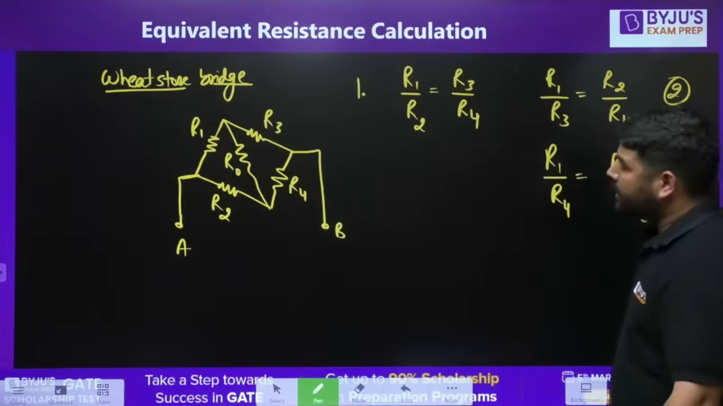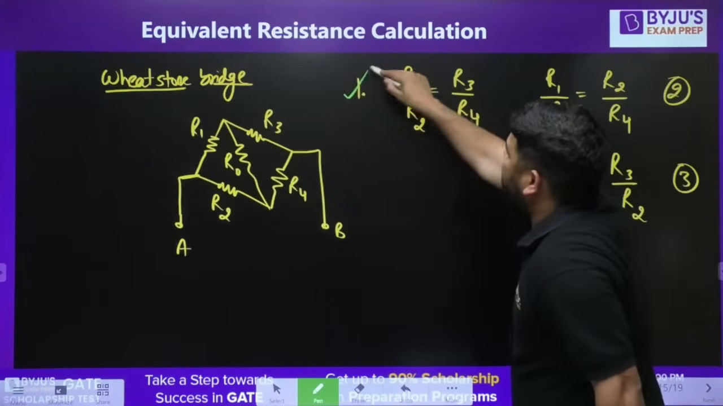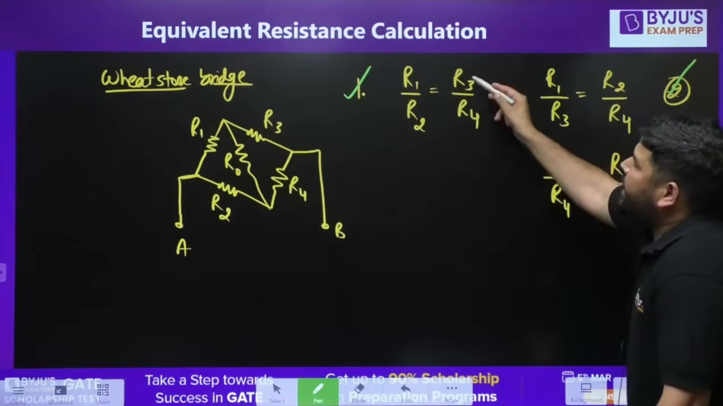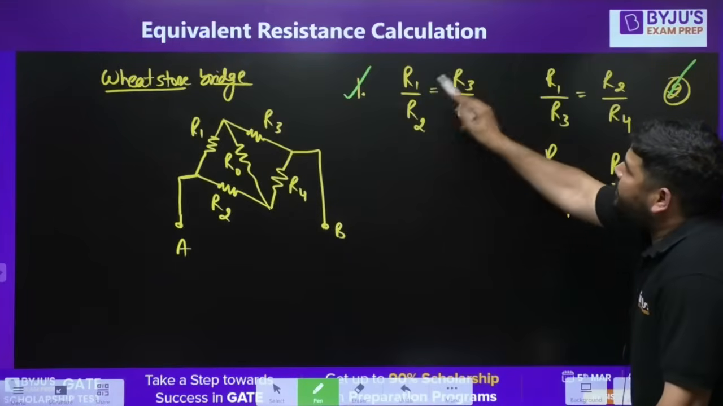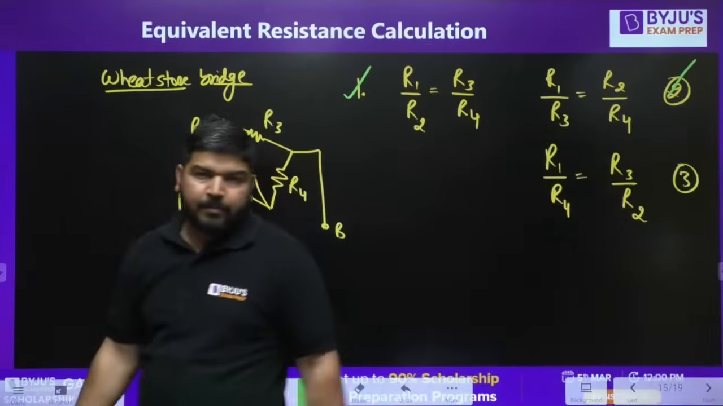Answer is condition number 1 and condition number 2, because condition 1 and condition 2 are the same. Why? Because R1 by R2 equal to R3 by R4, you take this R3 down, so R1 by R3 equal to R2 by R4. So condition 1 and condition 2 are the same.